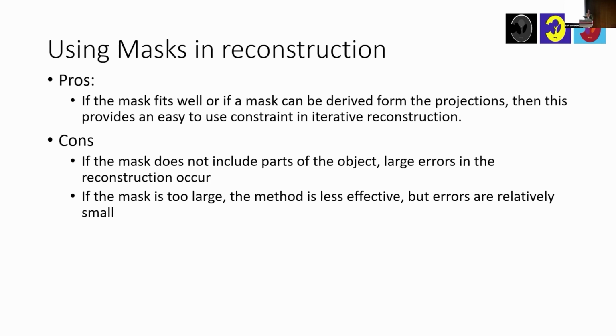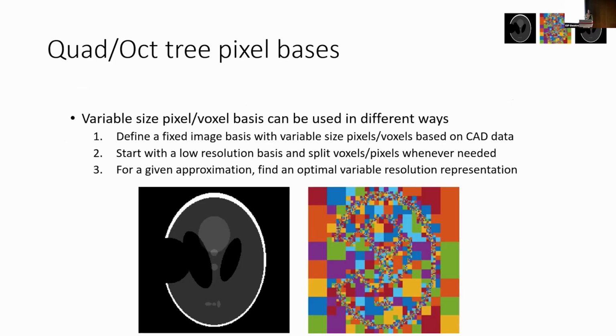But we've seen that if the mask doesn't quite fit, we get artifacts from the mask itself, because we're now cutting stuff out of the object when we're reconstructing it. The larger the mask in the object relative to your number of measurements, the less well it works.